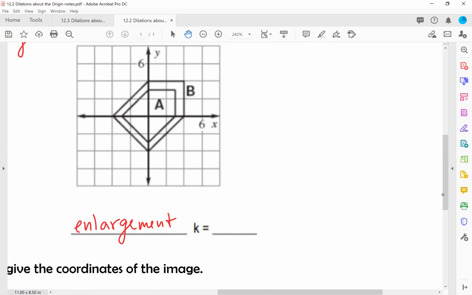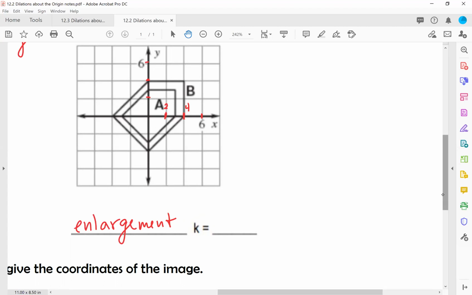Or we can count here, so we have to be a little bit careful. Check your scale. This line right here is 6, so it looks like we have to be counting by 2. So this would be 2, this line is 4, and so that one's 6. And it's the same way with the vertical scale.